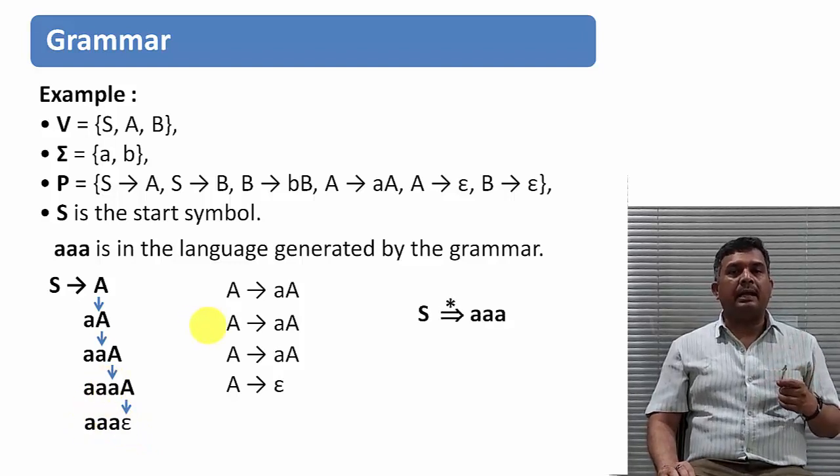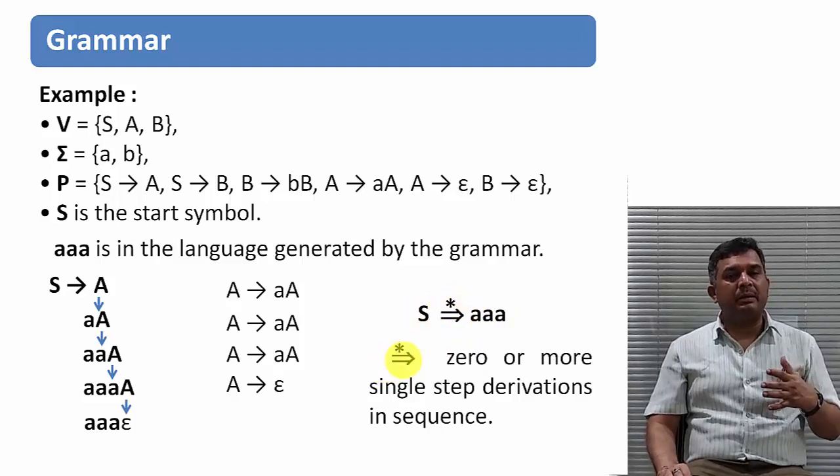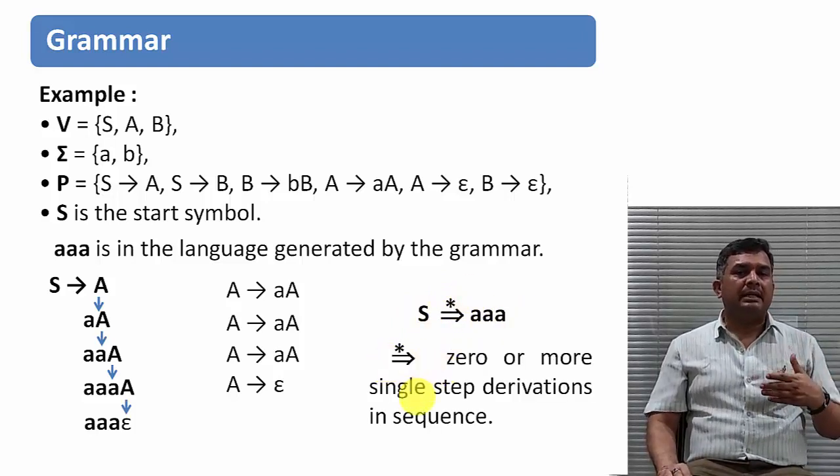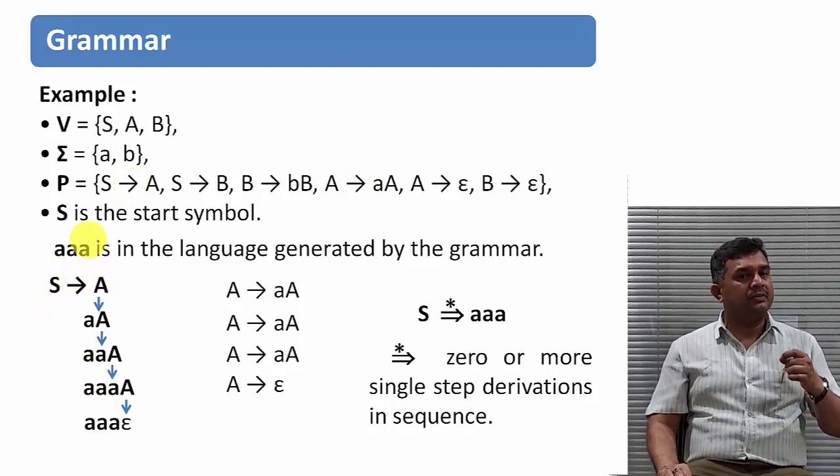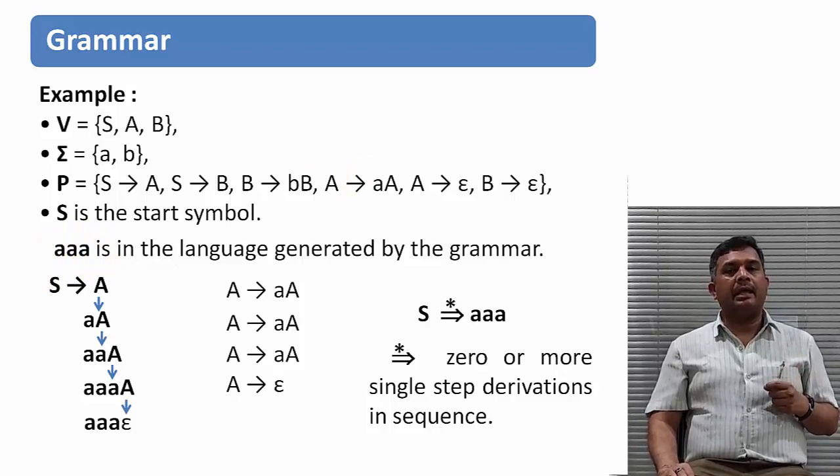But in short, I can write S derives star aaa. This symbol means zero or more single steps of derivation in the sequence. From the starting symbol S, by many substitutions of these production rules, I can generate the string aaa.